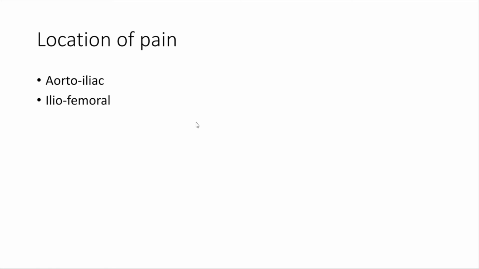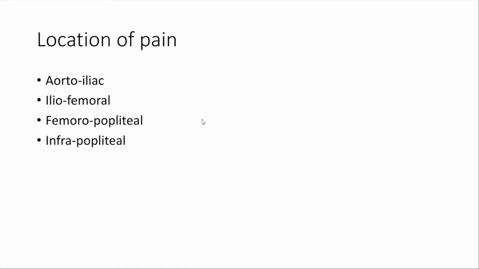The next level is iliofemoral. In this also, none of the lower limb pulses will be palpable, but the block is somewhere between the iliac and the femoral vessels. The next level is the femoropopliteal vessels. Here the occlusion is between the femoral vessels but above the popliteal artery. So the femoral pulse will be palpable. However, the popliteal and other pulses will not be palpable.